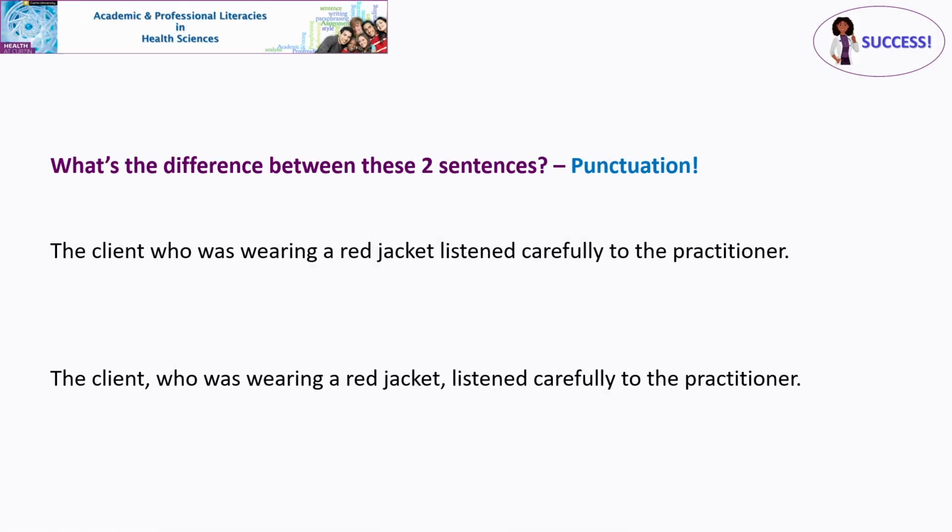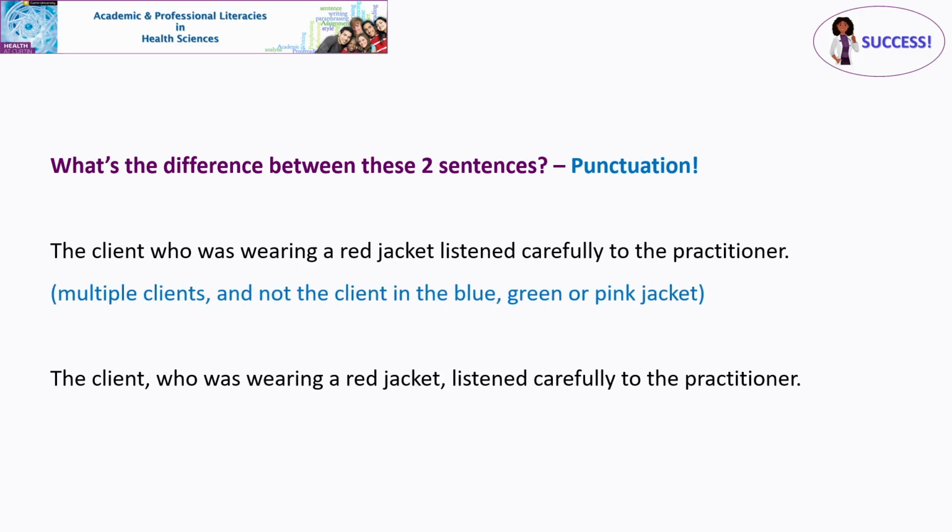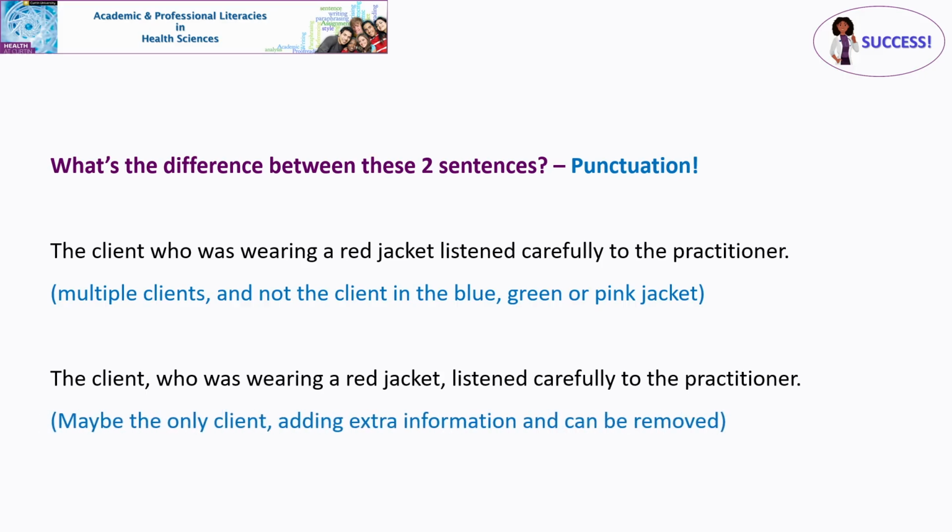Yep, the difference is punctuation. But what about meaning? So, in the first case, the client who was wearing a red jacket listened carefully to the practitioner, tells us that there are multiple clients in the room, perhaps wearing a blue jacket or a green jacket or a pink jacket. But it was only the client who was wearing a red jacket that was listening carefully to the practitioner. However, in the second sentence, there's probably only one client, and we're just adding some extra information. The client, oh, by the way, they were wearing a red jacket, listened carefully to the practitioner.